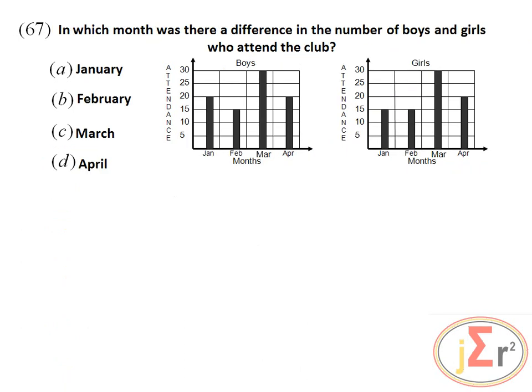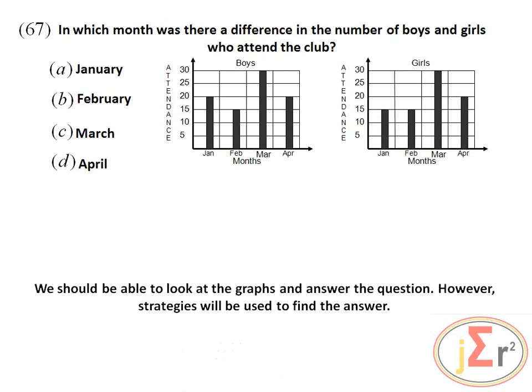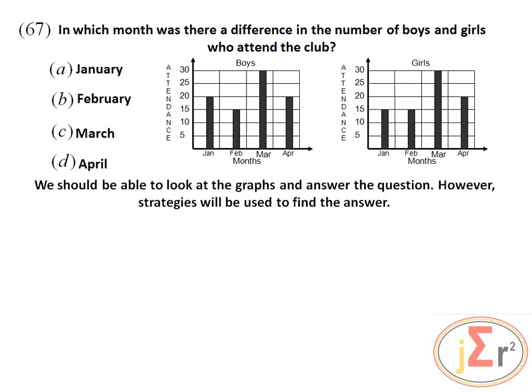In which month was there a difference in the number of boys and girls who attended the club? So which month was there a difference? Of course, we can go back to the table that we used before. We should be able to look at the graph and answer the question. However, we are going to use some strategies just in case we need to be 100% sure.